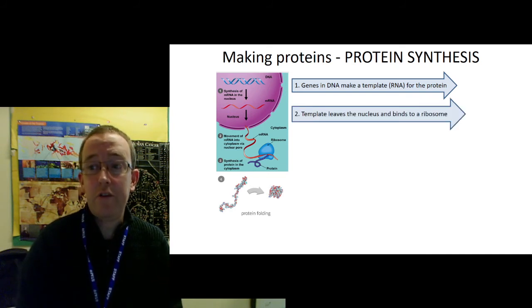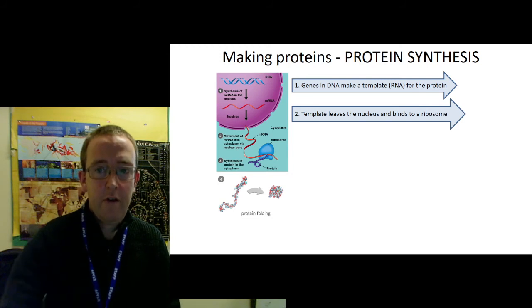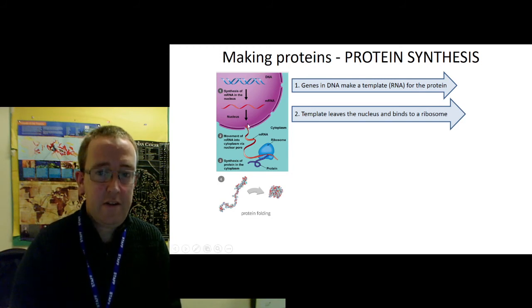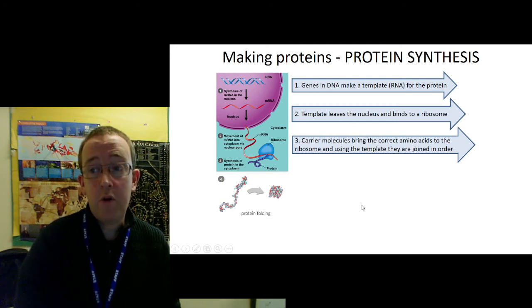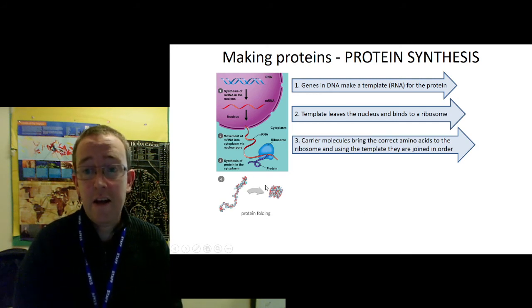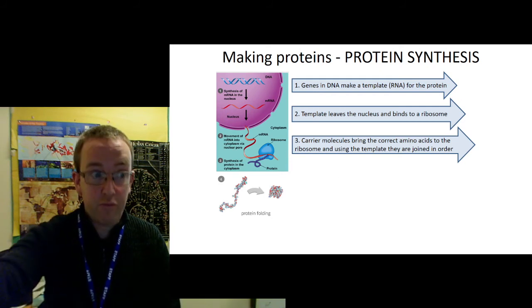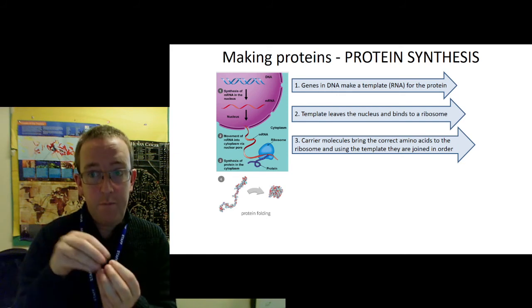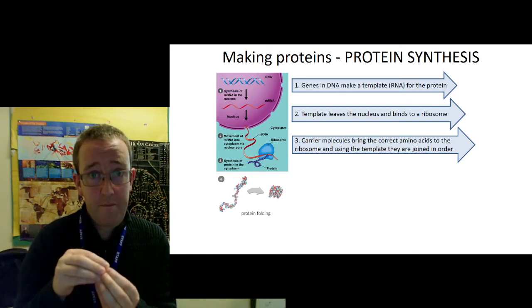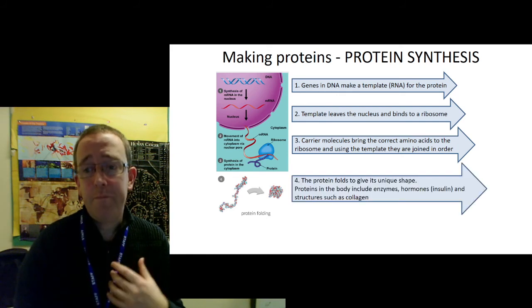That then leaves the nucleus to bind to a ribosome. Right, you can see that happening down here. So the template's coming out of the nucleus, binding to the ribosome. The carrier molecule brings the correct amino acid in. Again, you are not expected to know about these carrier molecules at GCSE, just that the ribosome is able to bring the right amino acid in and bind it on to the correct triplet, like that triplet code.